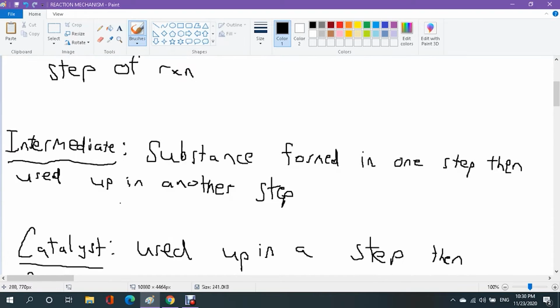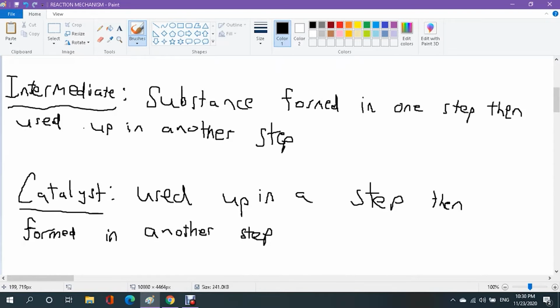Now before I start with an example, I'm just going to give you guys two important definitions that you have to know, an intermediate and a catalyst. An intermediate is a substance formed in one step of a reaction and then used up in another. And a catalyst is a substance that is used up in one step and then formed in another step.